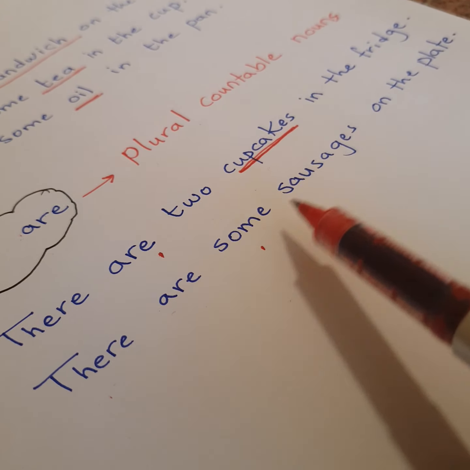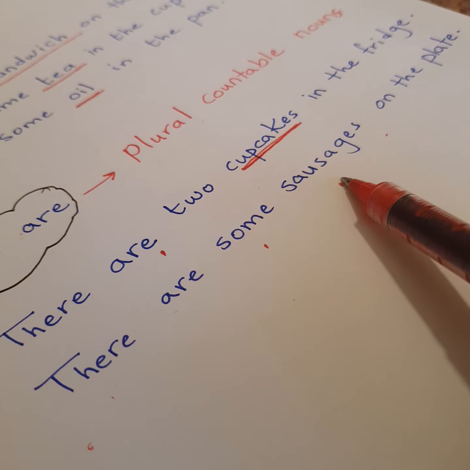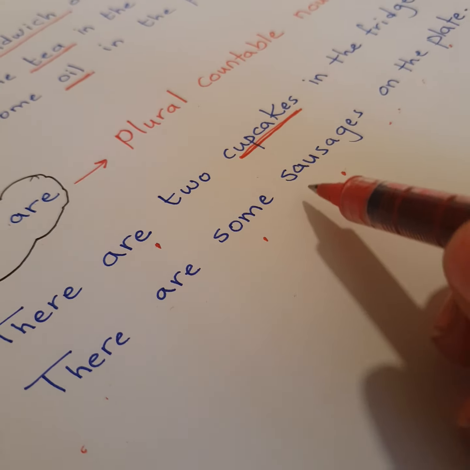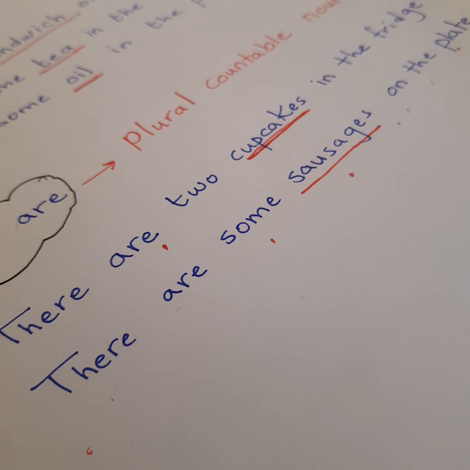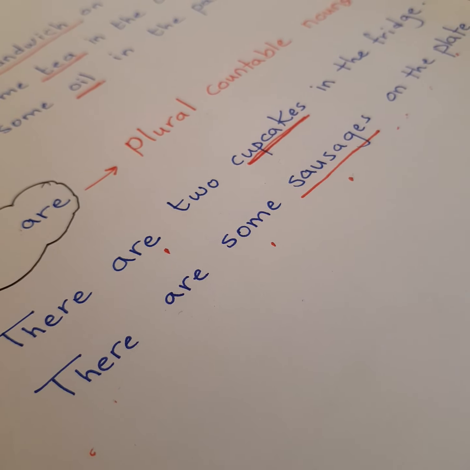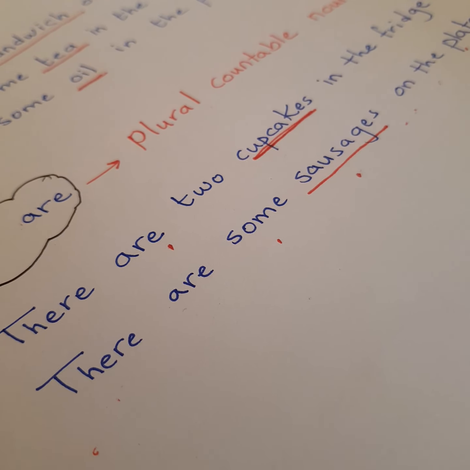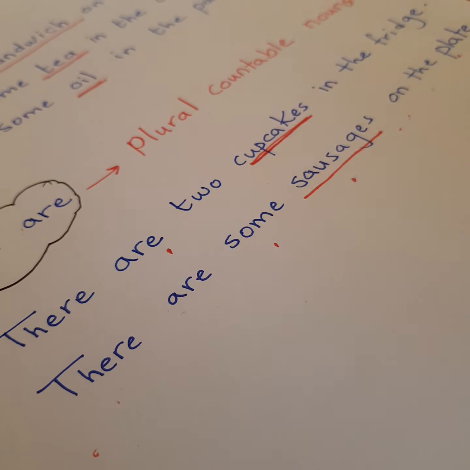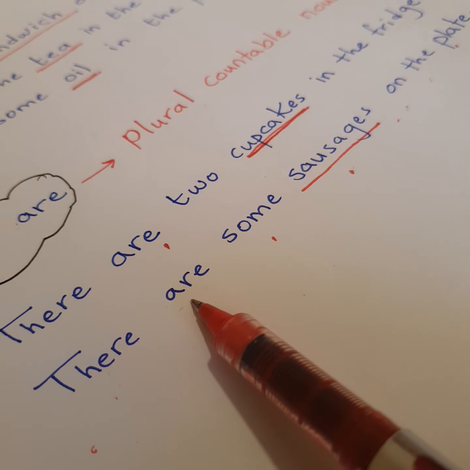Okay, let's see the second example. There are some sausages on the plate. Sausages. Can we count sausages? بنقدر نعد sausages؟ Yes, we can. One sausage, two sausages, three sausages. So we use there are. استخدمنا there are.